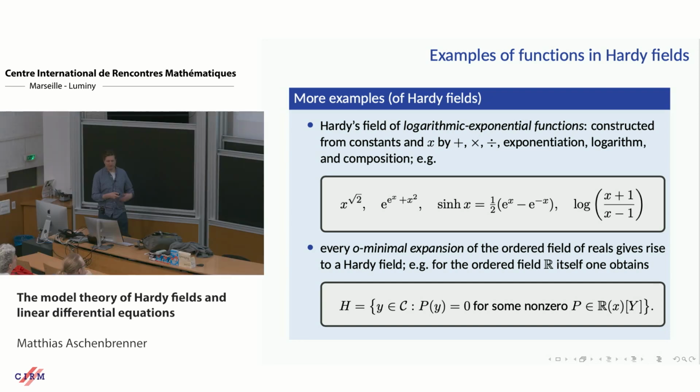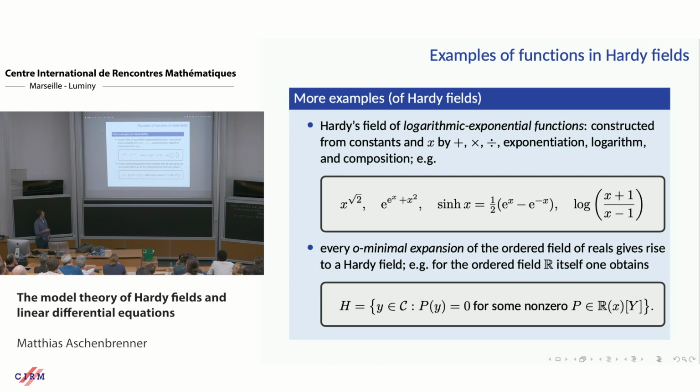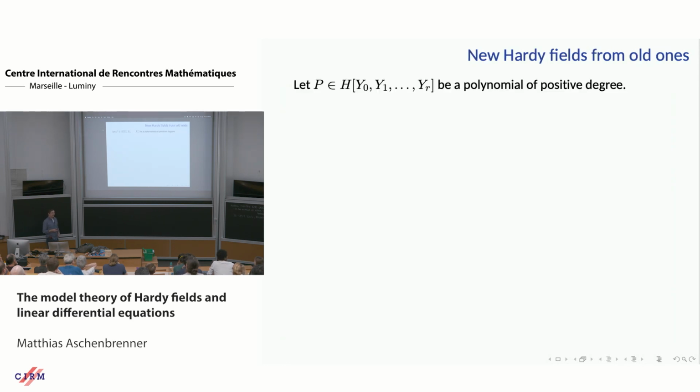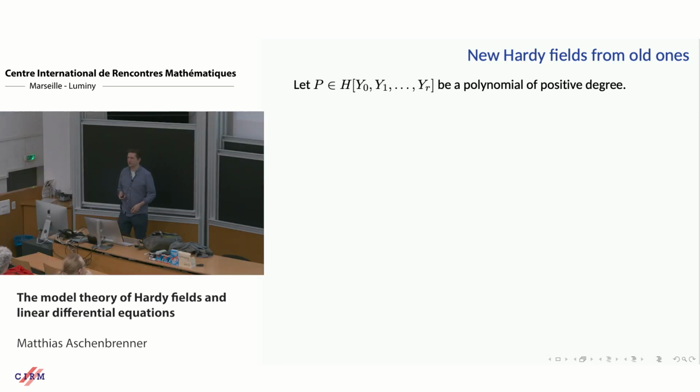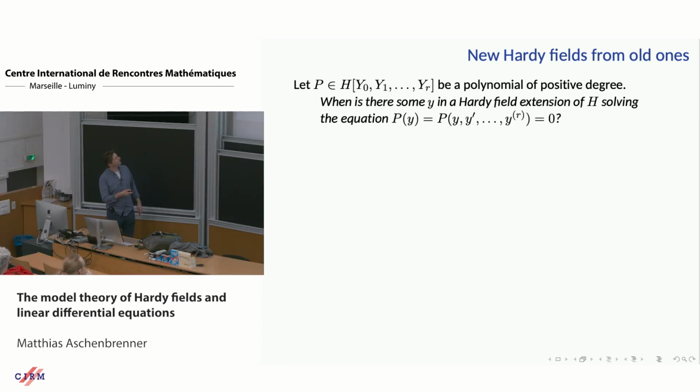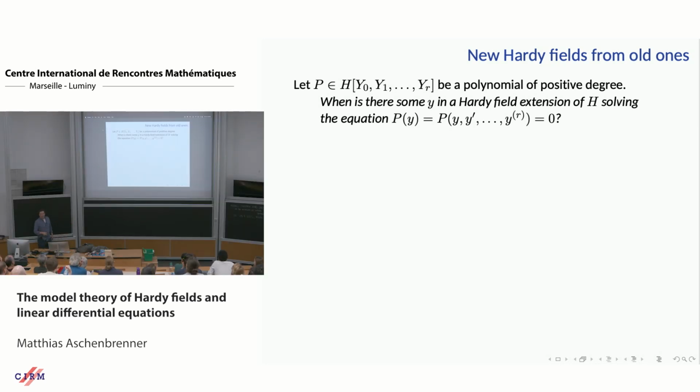Of course, we have a lot of examples of o-minimal structures, so there is a lot of supply of interesting Hardy fields. But still, you can sort of take a more abstract point of view, right? You have, let's say, an algebraic differential equation of the form P(y, y prime, ..., y to the r) equals 0, where the coefficients come from a given Hardy field H. Then can you find a solution in some Hardy field extension of H to this differential equation?